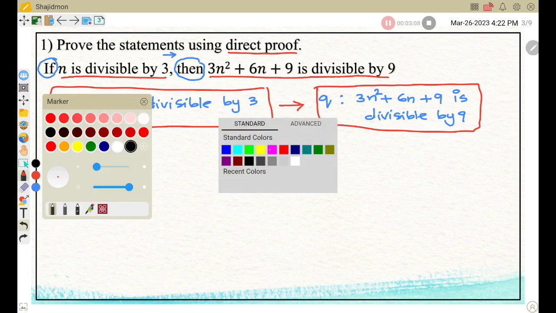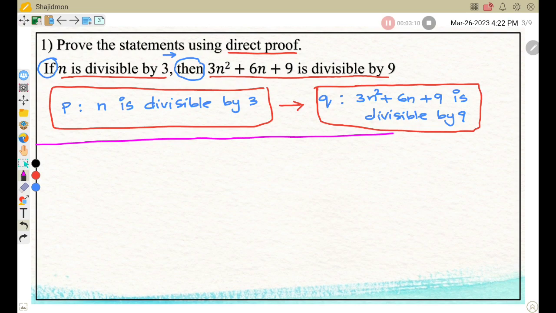So let me start the proof now. What do we need to do in the proof? Assume that P is true. That is step 1. Assume that P is true, correct? What is P actually? N is divisible by 3, correct? First we are assuming this. Assuming P is true, that is, n is divisible by 3.